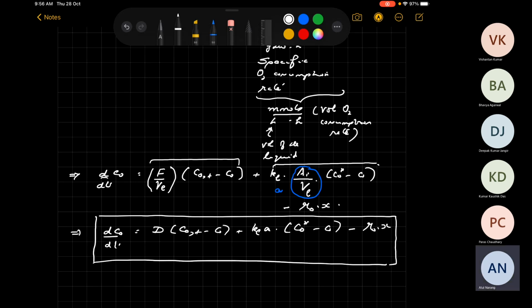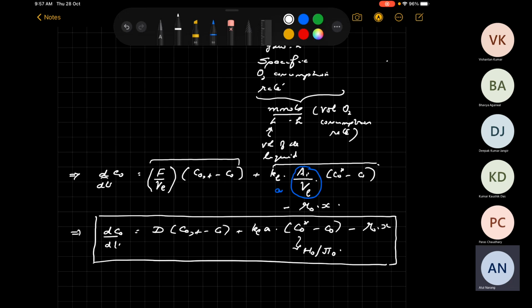Now, where CO star, I should add, is essentially, as I pointed out, pi O divided by HO, where pi O is the concentration in the gas phase.